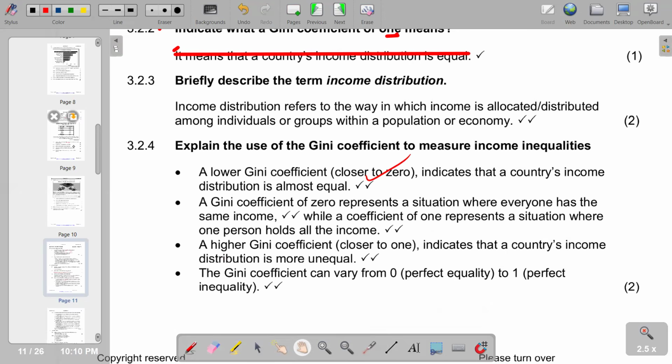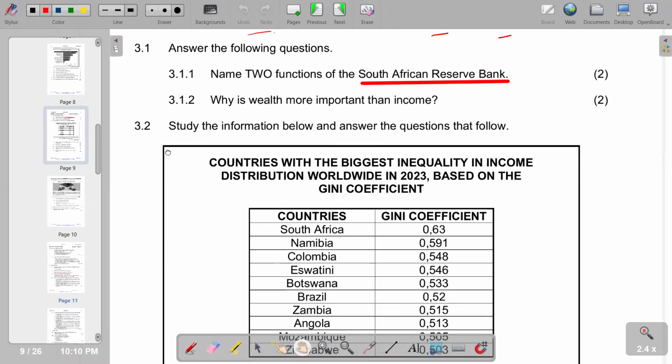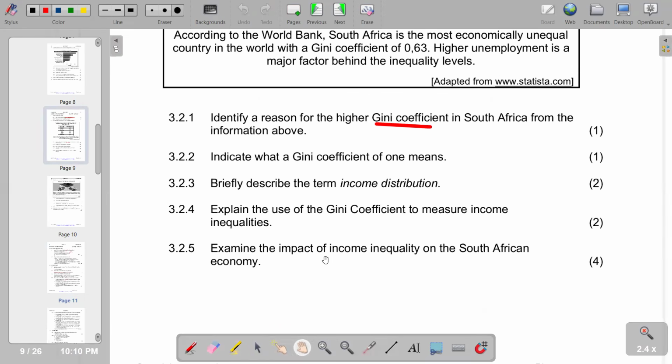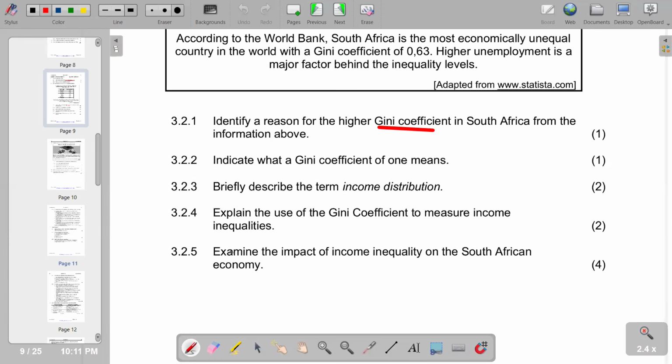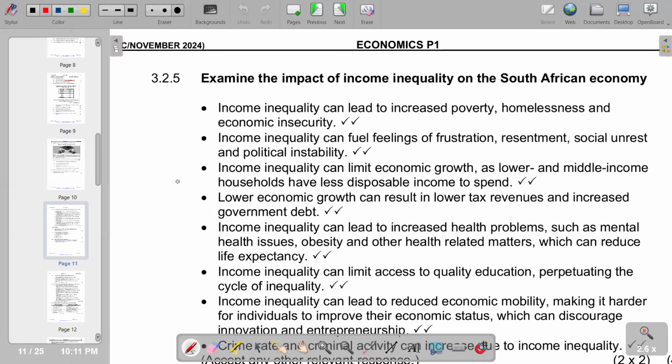That is going to be our 3.2.5, examine the impact of income inequality on the South African economy. On 3.2.5, it reads examine the impact of income inequality on the South African economy. So you'd say that income inequality can lead to increased poverty, homelessness, and income insecurity. Income inequality can fuel feelings of frustration, resentment, social unrest, and political instability. We also have further points that are also correct.